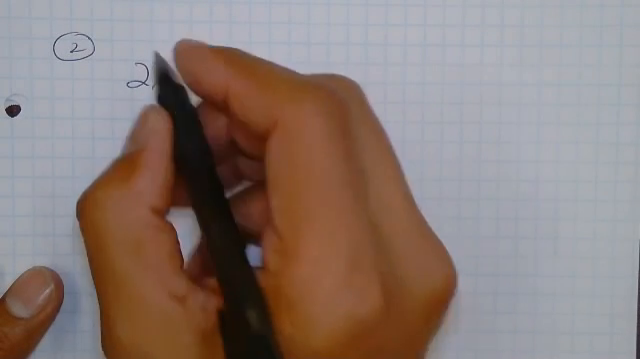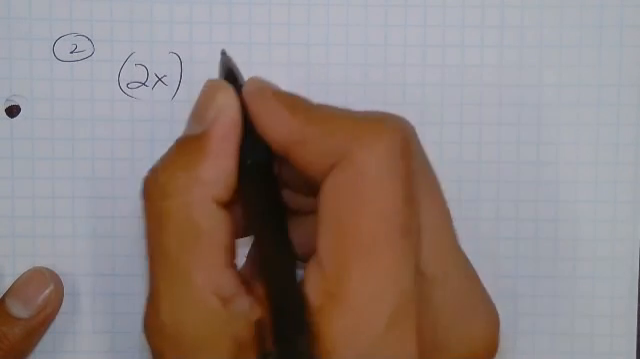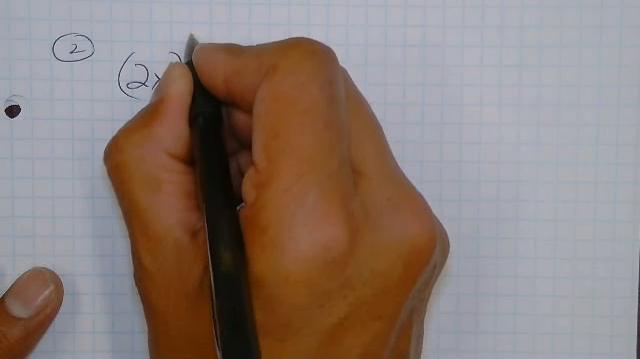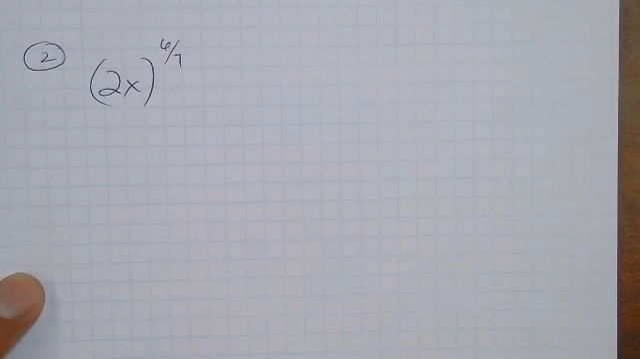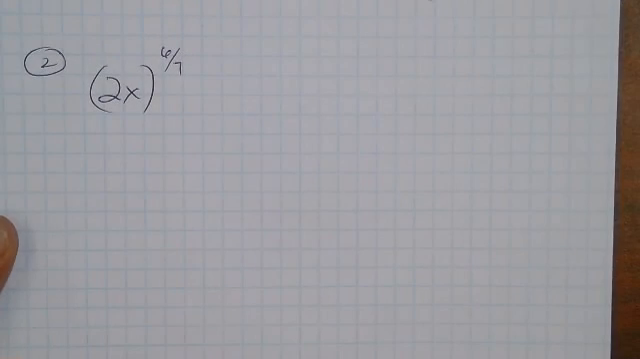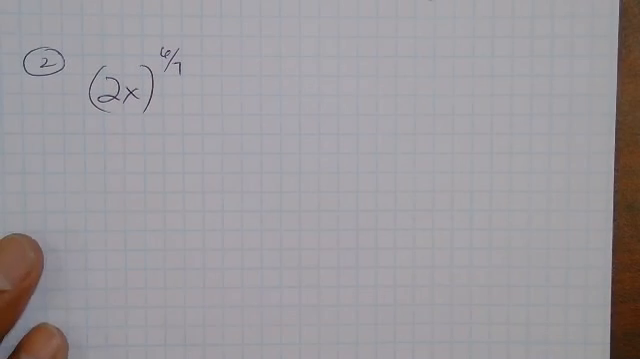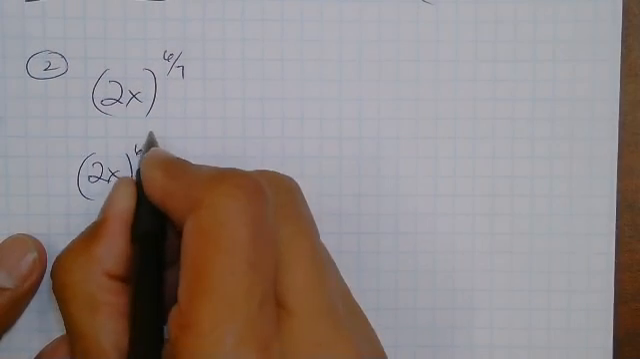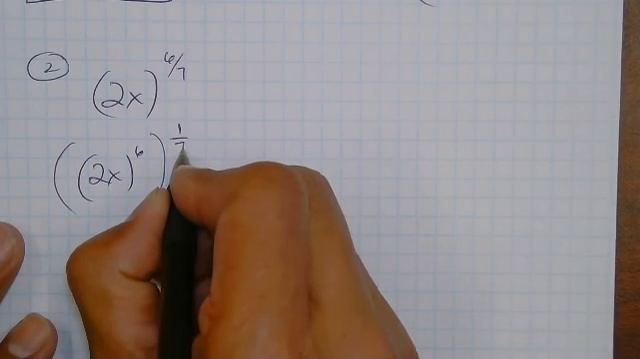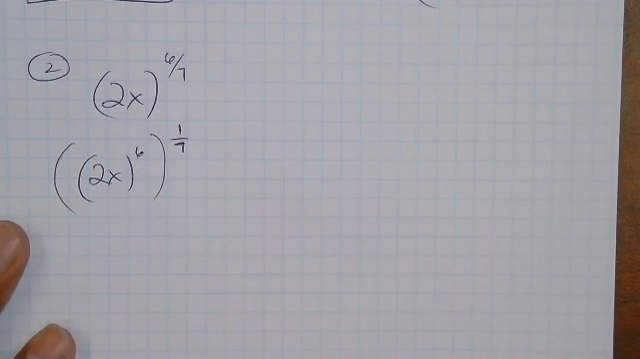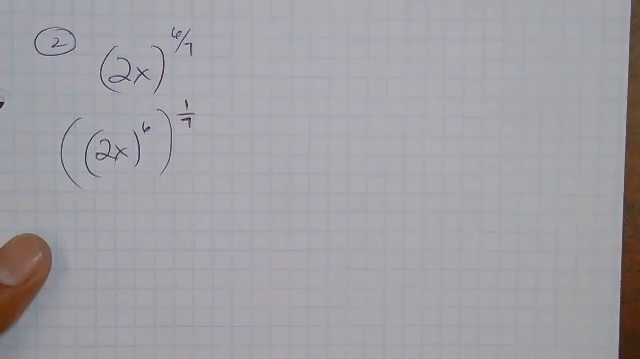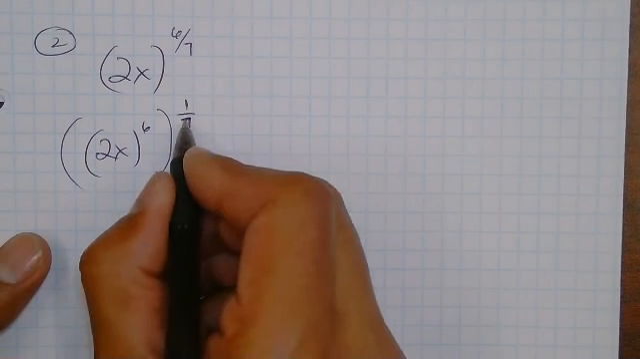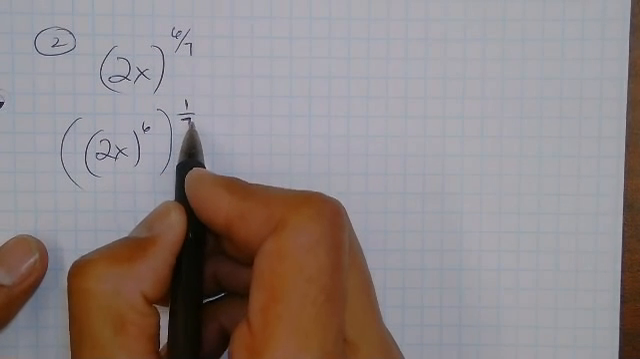Okay, number 2. What about 2x to the 6/7? Well, I like to see what the radical is. What is the radical here? Pull that off to the outside. This is 2x to the 6, so that means that the radical is the what? Oh, did I do it right? Yeah, that's right.